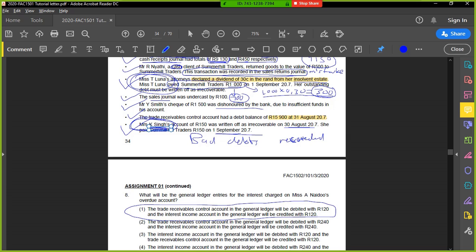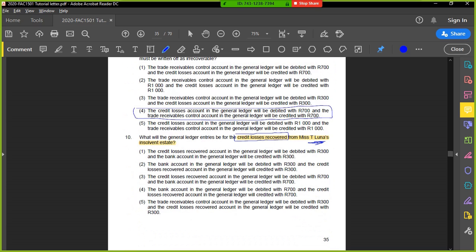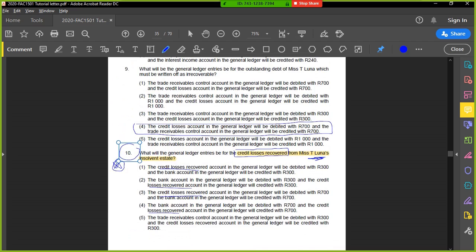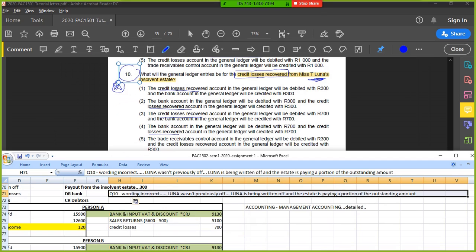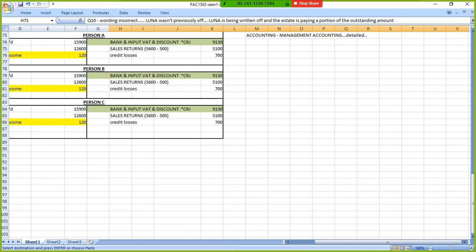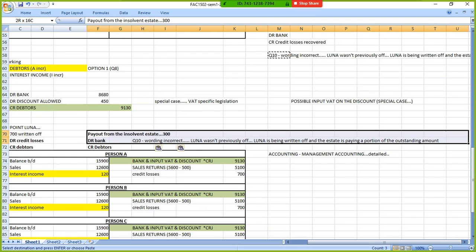So yeah, there's a problem with this. This one you can report. This one there should be errata for, guaranteed. There has to be. Maybe on the UNISA platform, maybe someone else has picked this up as well. But question 10, problem. They're talking about credit losses recovered when it doesn't apply to Luna. It applies to Singh, not Luna. So that one we can't answer. I'm going to highlight this in red.